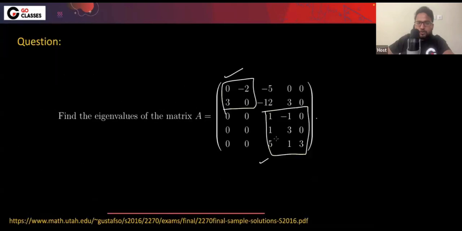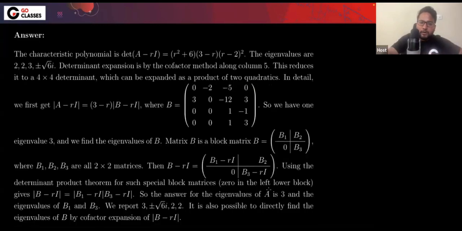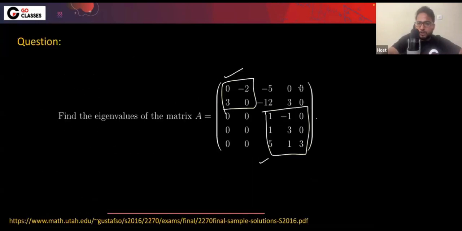Okay, so sorry, this is 3 cross 3. Yeah, we can find it out like this, but I think they have done it a little more. They have done it a little more. So in this particular solution, they have done it a little more.